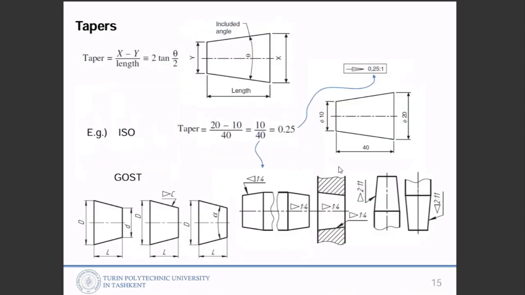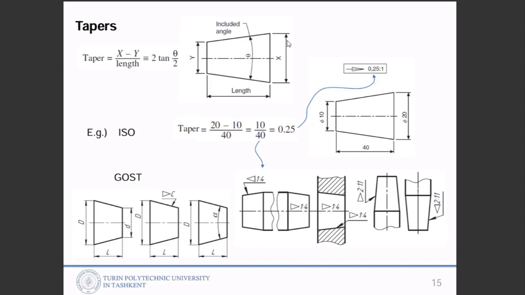Okay, and here are tapers, how to draw the taper. Actually, a taper has several parameters like length and truncated cone size. One bigger side is given with x, the smaller side is given with y, the length between them, and then theta, the slope angle between them.